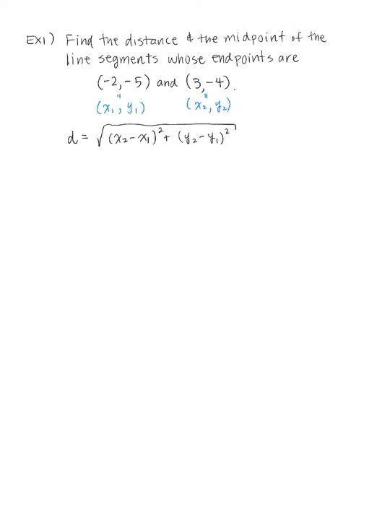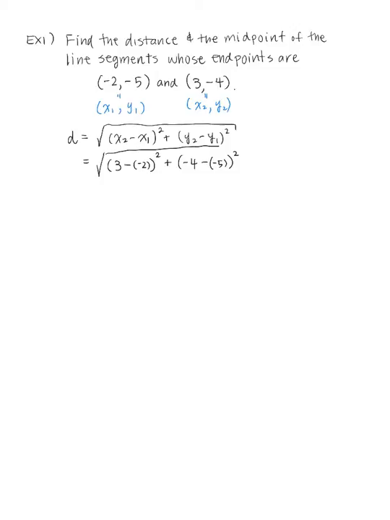Alright, so all we're going to do is just plug and chug. Here you're going to get the square root of x2, which is 3, minus x1. Be careful: x1 is -2, but you're going to have a minus sign in front of that. So here you're going to have 3 minus -2, squared, and then plus y2, which is -4, minus y1, which is another -5, squared.